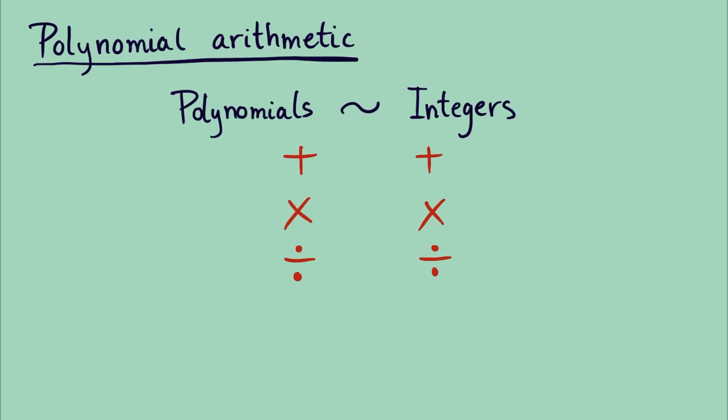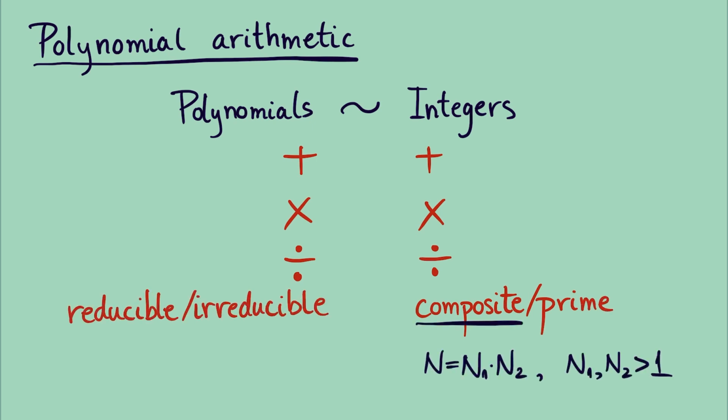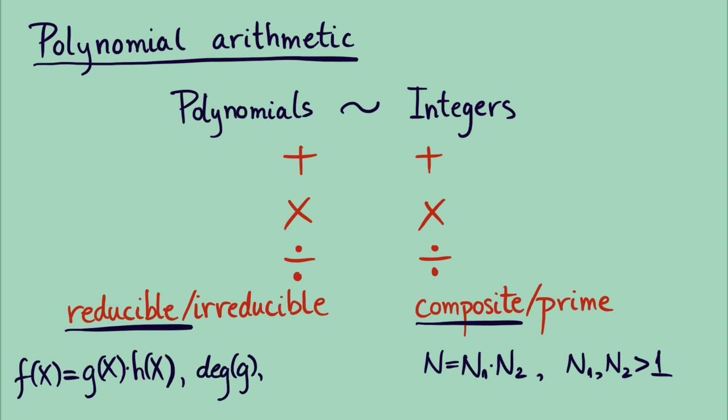We now need the final idea of this video, which is that of irreducible polynomials. This again is an instance of polynomials behaving like numbers. Just as integers are composite or prime, polynomials can be reducible or irreducible, depending on whether you can write them as a non-trivial product of two other polynomials. By non-trivial here we mean roughly that neither of the polynomials is a constant.